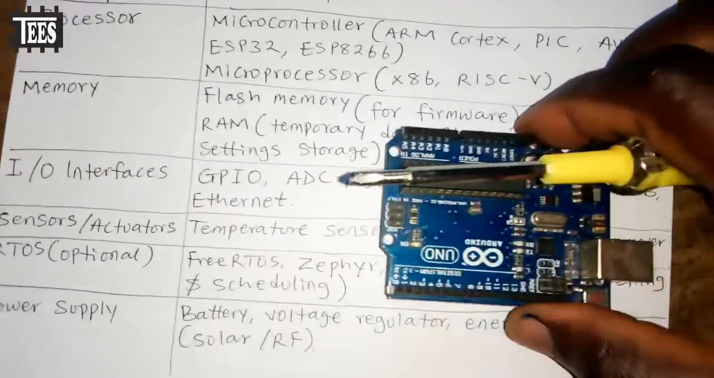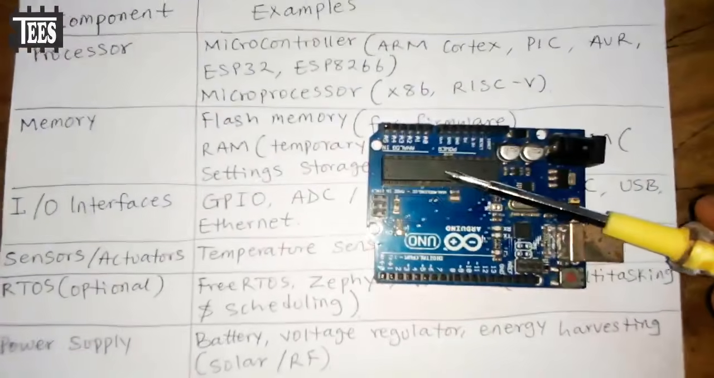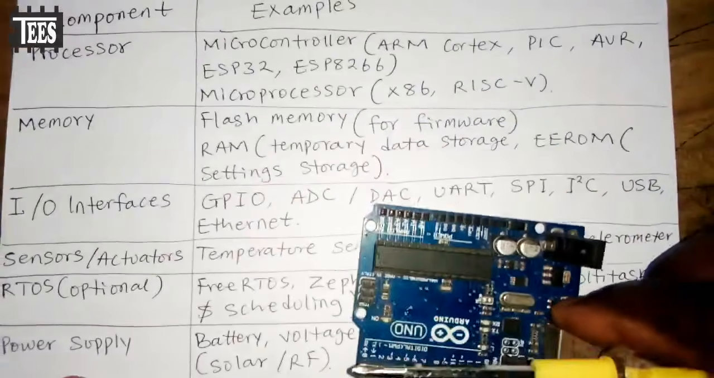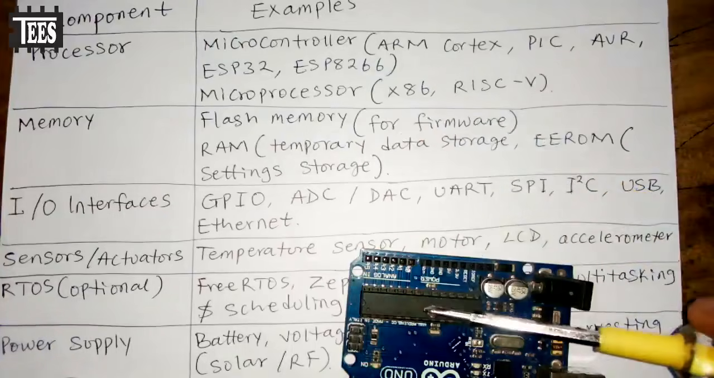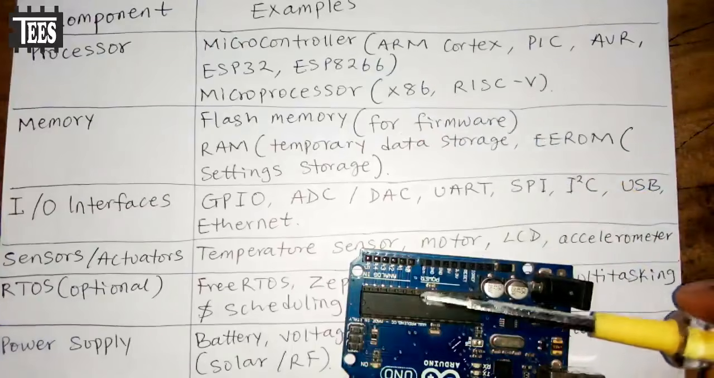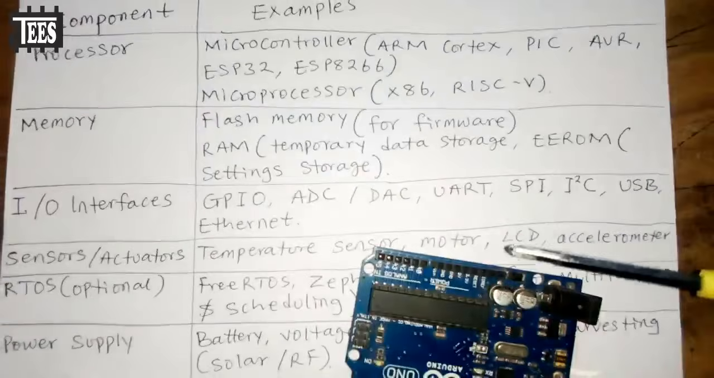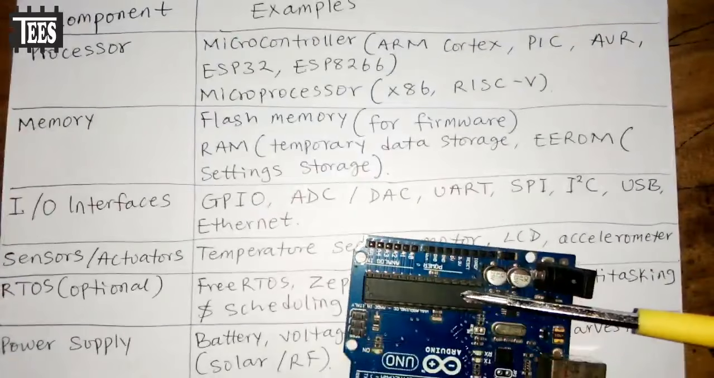Then we have memory, flash memory for firmware. For example, this has 32 kilobytes of flash memory for storing the firmware. The software we put in here is referred to as what? Firmware. Then we also have RAM. These also have RAM; you need random access memory for temporary data storage.